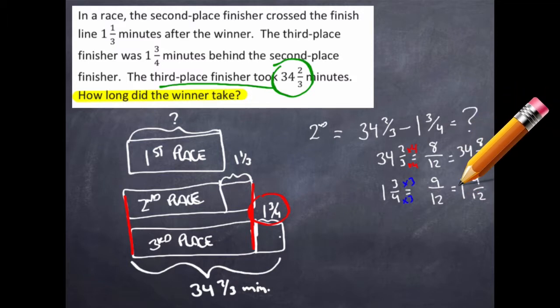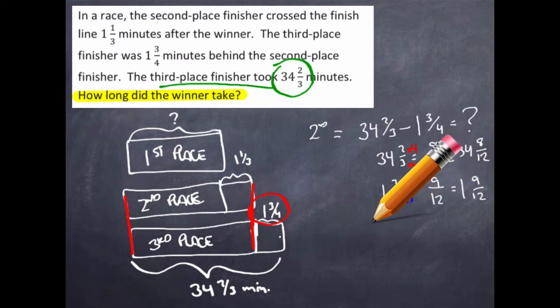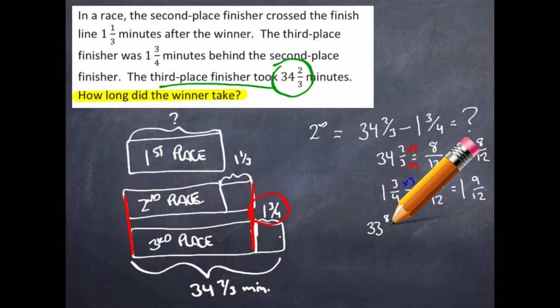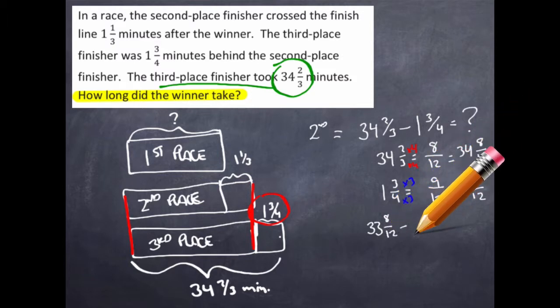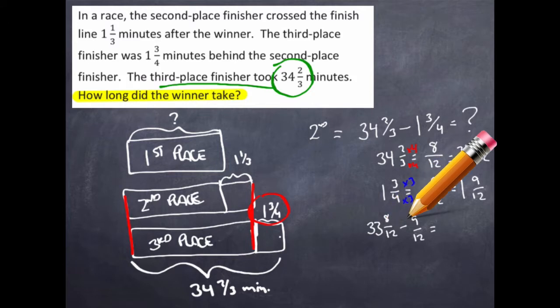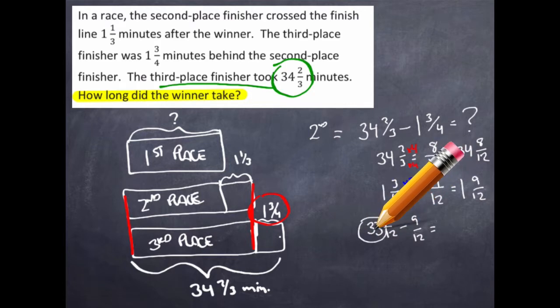First, I'm going to subtract my 1 from my 34, so that would give me 33 and 8/12 minus, well, we subtracted the 1 already, so I don't have to worry about that, but minus 9/12. Now, I can't really take 9 away from 8, right? I don't have enough pieces. So what I'm going to do is think of this 33 here. I'm going to take 1 whole from that, okay?